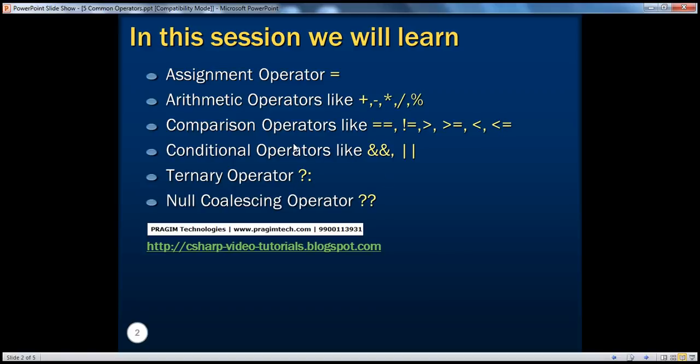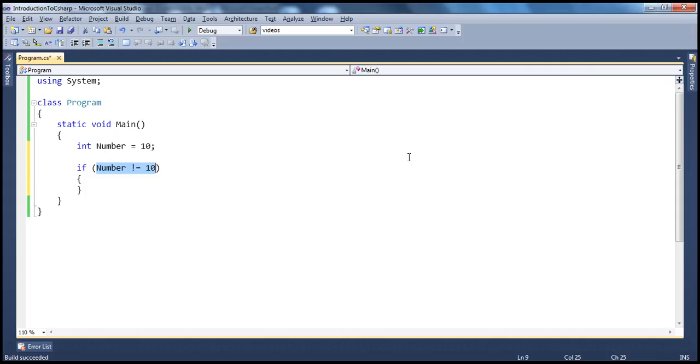And the other most important operators that we have in C Sharp are the conditional operators, the AND and OR. Basically, if I have to check two conditions, then I can use the AND operator. If satisfying one of the conditions is enough, then I can use the OR operator. Let's look at an example for this. Let's say I have number, and I have another number, maybe that's set to 20.